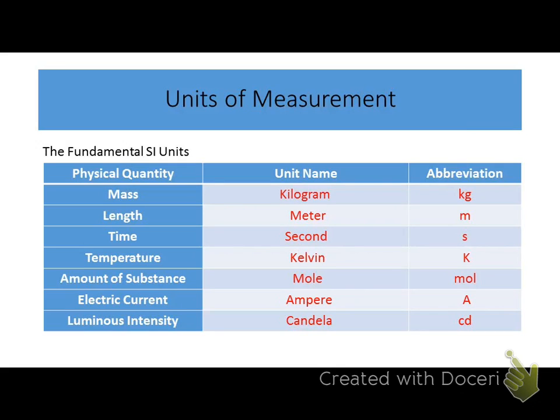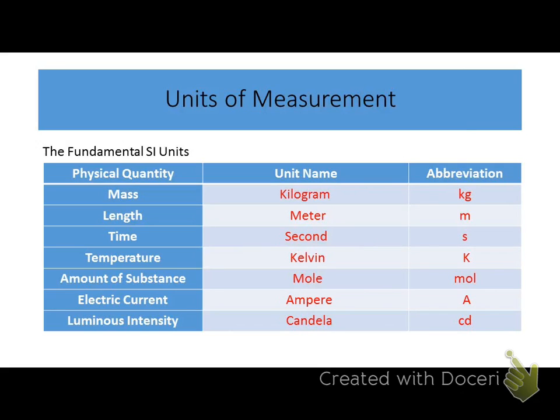The amount of substance is known as the mole. No, not the furry animal that comes out of a hole. It's literally a unit of amount of substance, the mole. MOL is the abbreviation. The electric current is the amp, and the luminous intensity is the candela.